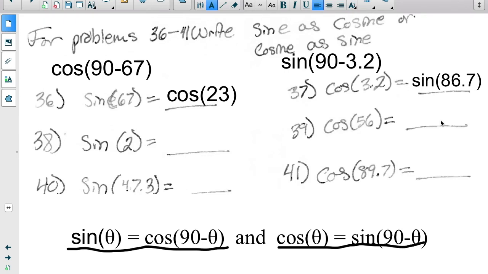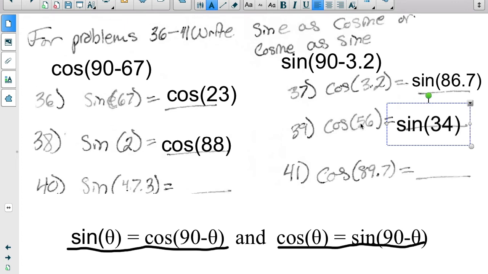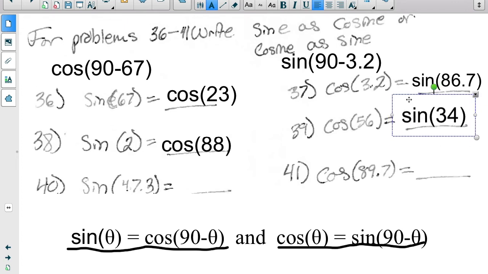We're taking whatever angle's given, so sine of 2, so 2, subtract it from 90. 90 minus 2 would be 88. So this here would be cosine of 88. And just like with cosine, we'll take its angle, so 56, and subtract it from 90, which would give us 34. So cosine of 56, if we wanted to write it as sine, would be sine of 34. And we would do the exact same things for 40 and 41. So that's all we need to do to rewrite sine as cosine or cosine as sine.